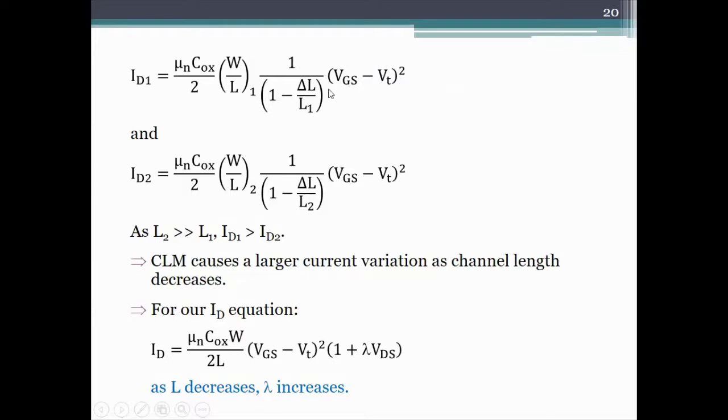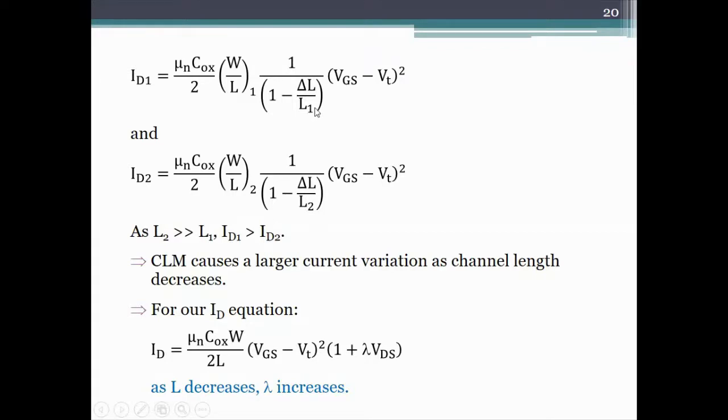All right. So what do we see here? Everything else is the same. So let's say W by Ls are kept the same, so W by L1 is equal to W by L2. Mu and Cox are the same. Vg minus Vt are the same. The only difference between these two equations is that this L1 and this L2 are different. L2 is much larger, which means delta L by L2 is much smaller than delta L by L1. So this is larger, this is smaller. So 1 minus this is much closer to 1 than this. This is much less than 1. If this is much less than 1, ID1 is much greater than ID2, compared to if this was 0. So ID1 is much greater than ID2 for any given delta L if the channel length L1 is shorter.